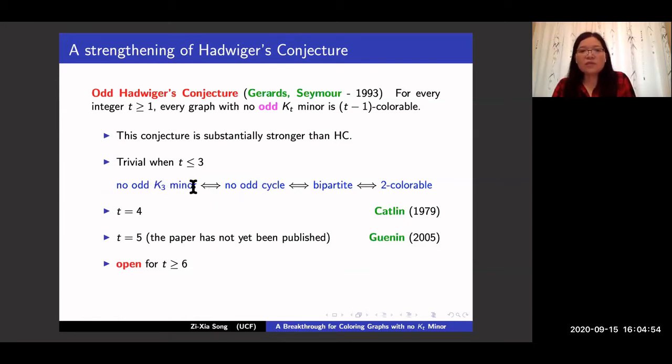No odd K_3 minor means my graph has no odd cycle at all, which means it's bipartite. So it's 2-colorable. For t equals 4, Catlin had a proof in 1979. The next case, t equals 5, a proof was announced by Kawarabayashi back in 2005. When I prepared the talk, I still hadn't found his paper published yet, so I don't know the story here. And this one is open for t at least 6.